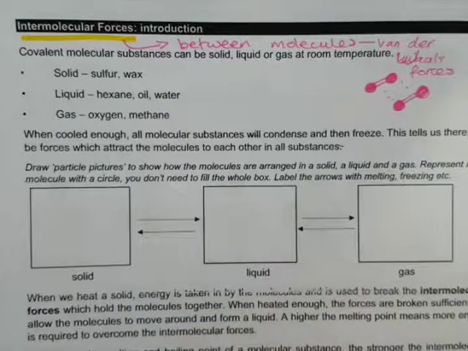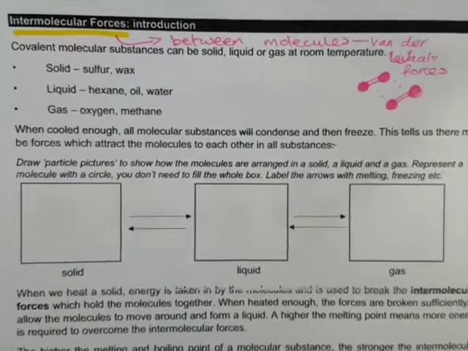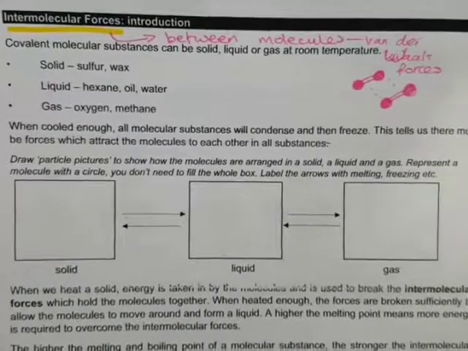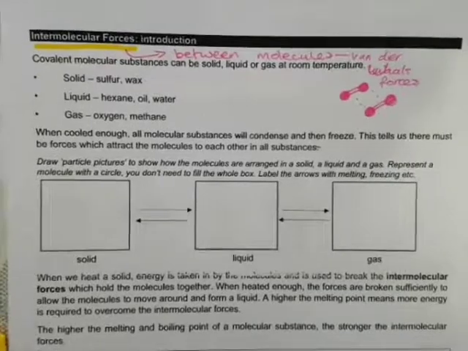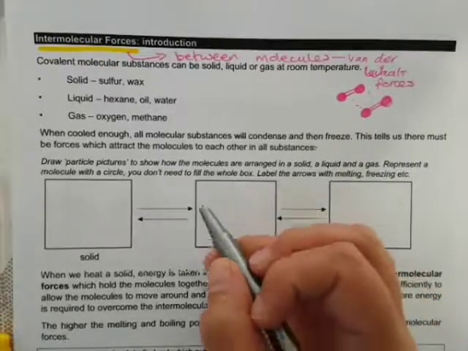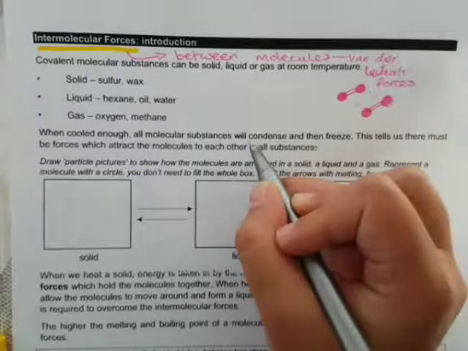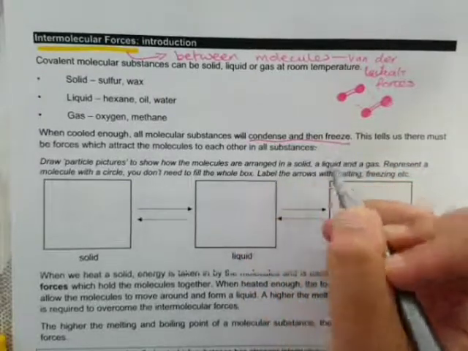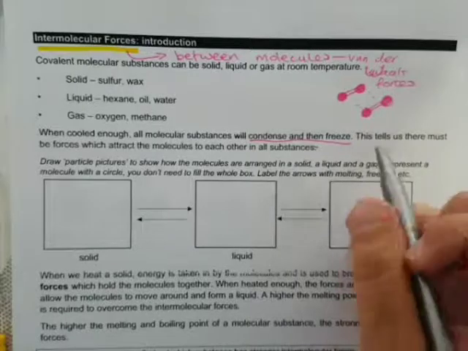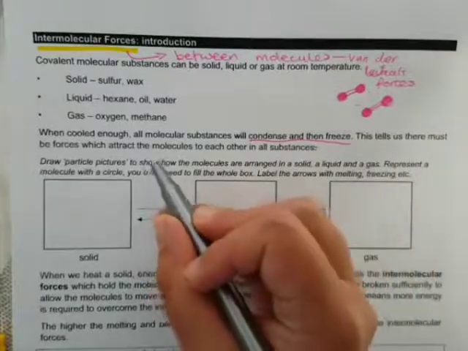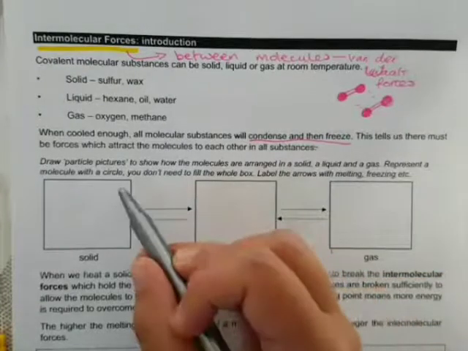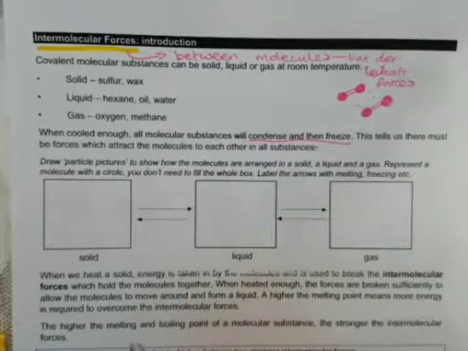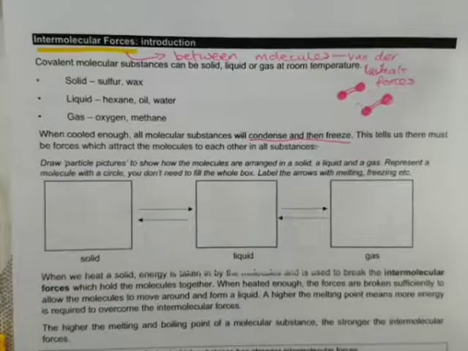So just like we learned in the first topic, when we learned that the noble gases, even though they're gases at room temperature, can still condense and freeze. So this is true of all molecular substances. Even the ones that are gases at room temperature can condense and then freeze if we cool the temperature down. And this tells us that there must be forces which attract the molecules together in all substances. And what we're going to start off by considering is we're going to go back right to pretty much first year science, and we're going to draw some particle pictures to show how the molecules are arranged in solids, liquids and gases.